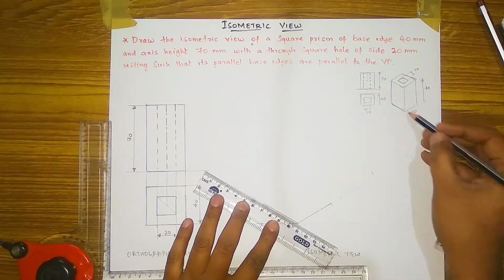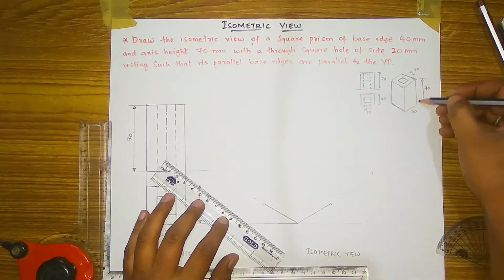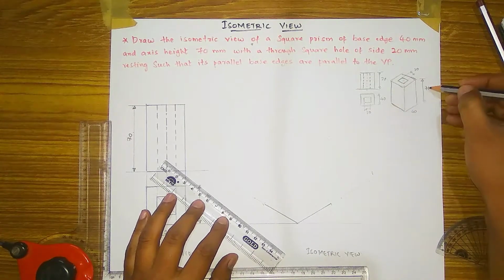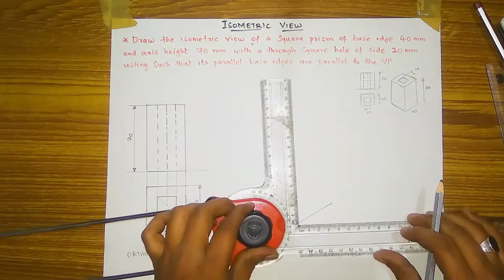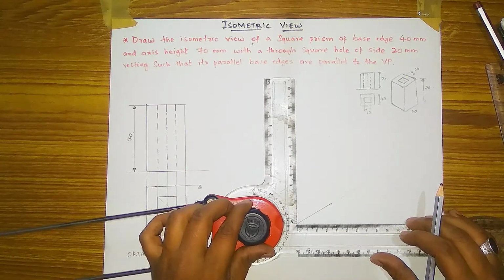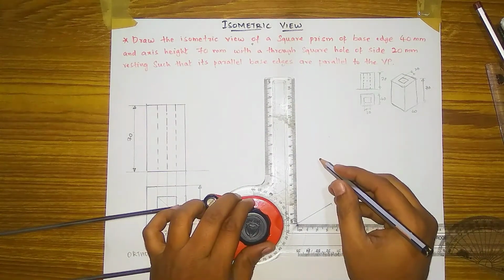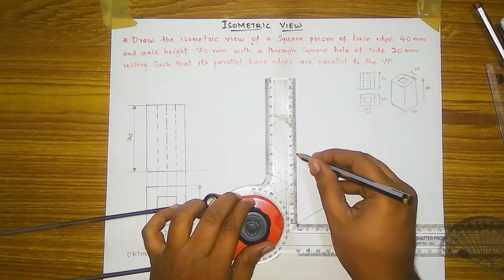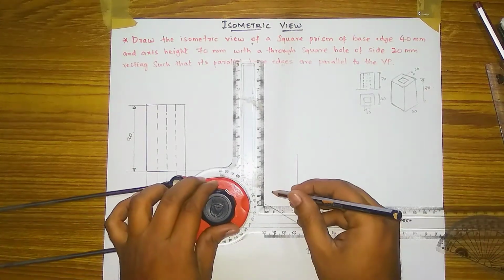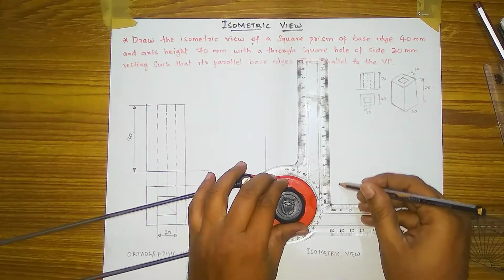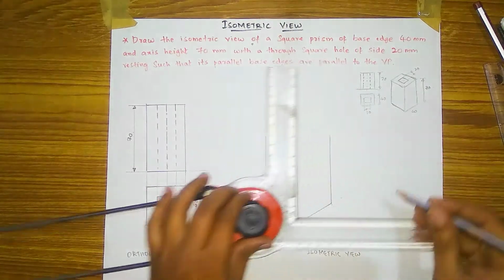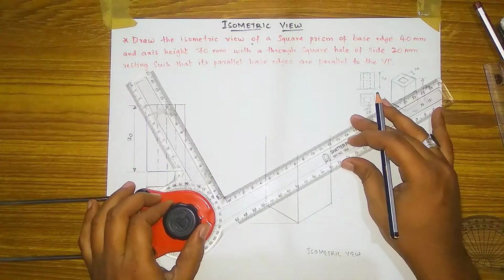These lines have been made, and now we have to draw the lateral edges, that is 70 mm. So the height is 70 mm as given in the question. So we have to take 70 mm. You can draw these lines directly, 70 mm, 70 mm, 70 mm. Then after that join these lines.